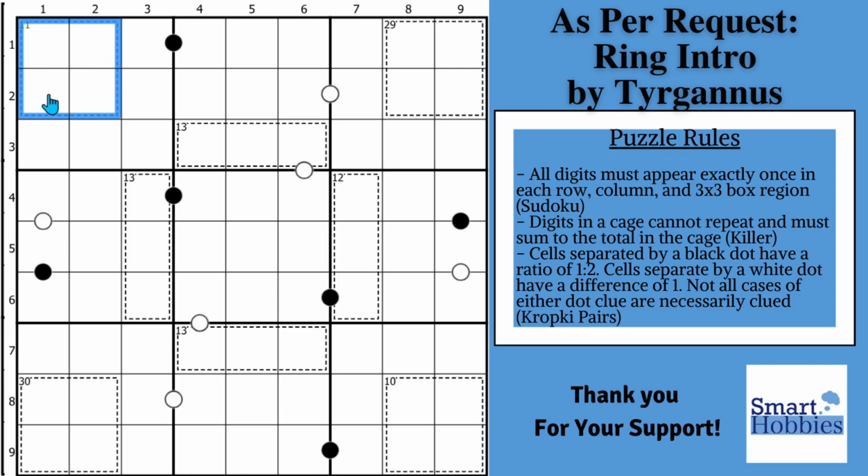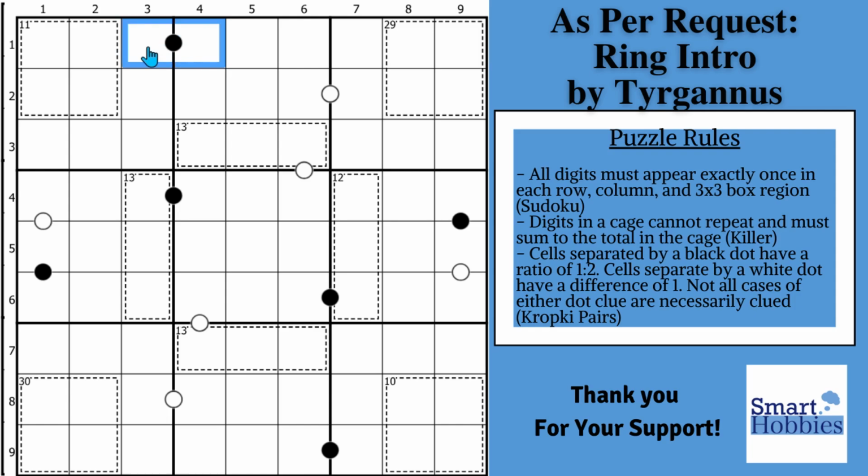And then third, cells separated by a black dot, so these two cells, have a ratio of 1 to 2. And so if this is a 1, this would have to be a 2. If this is a 2, this could be a 1 or a 4. You see how that works?